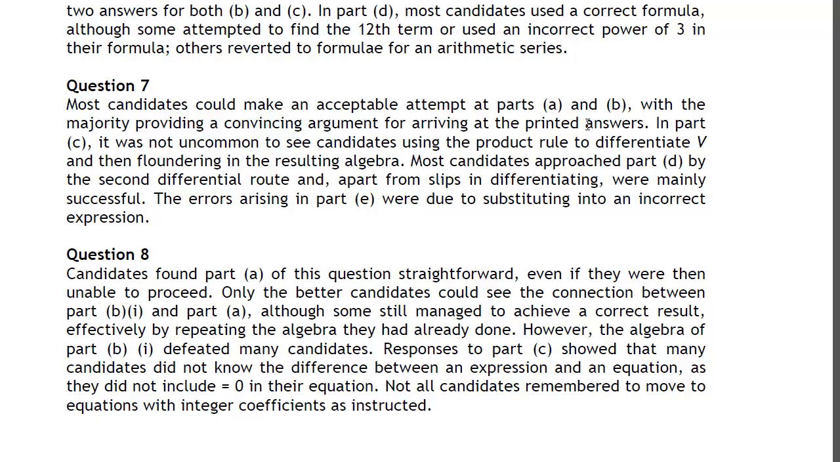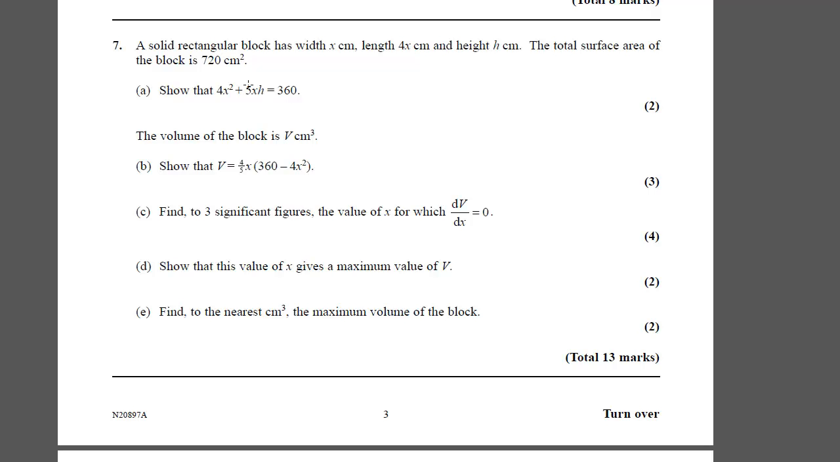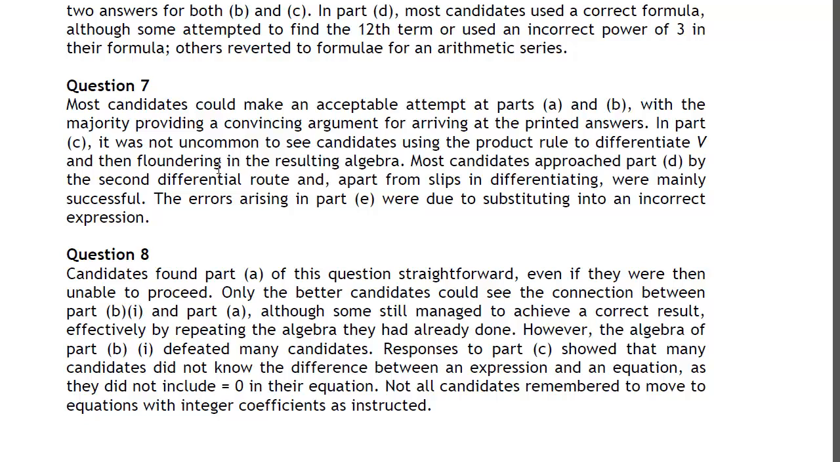So question number 7 was, let me check. This is the maximum minimum question. So what we have over here is most candidates approach part D by the second derivative route, and apart from slips in differentiation were mainly successful. So errors in part 2 were due to substitution of incorrect expression. So this is more or less all right.